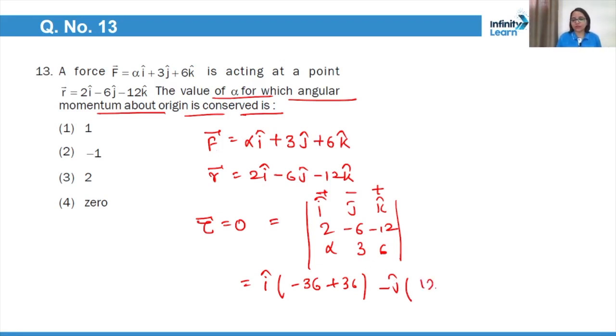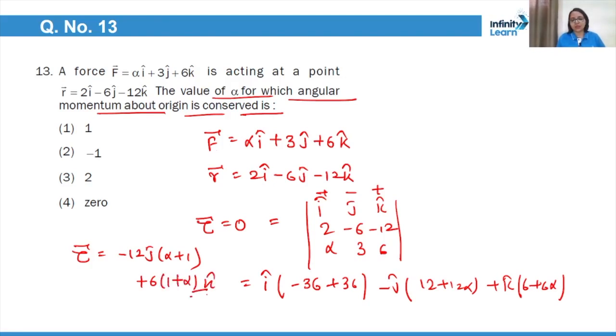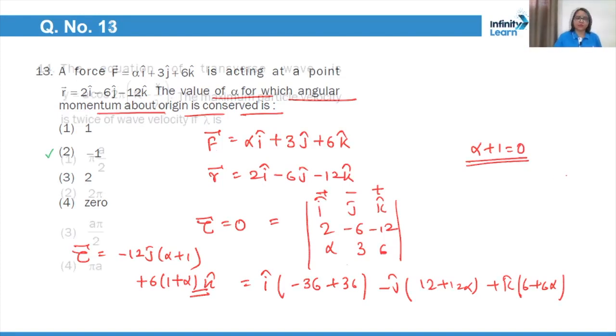Minus j cap coefficient should be 0, and k cap coefficient should be 0. So it is 12 plus 12 alpha, and the k cap coefficient is 6 plus 6 alpha. So basically tau vector is minus 12 j cap times (alpha plus 1) plus 6 times (1 plus alpha) k cap. So the j coefficient and k coefficient should be 0. That means alpha plus 1 should be 0, right? So alpha should be minus 1. So the correct answer is option 2.